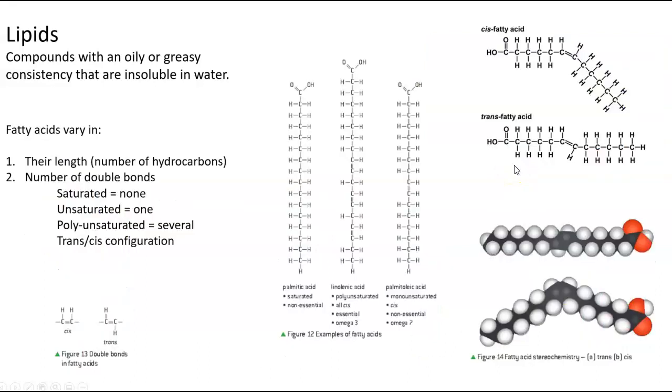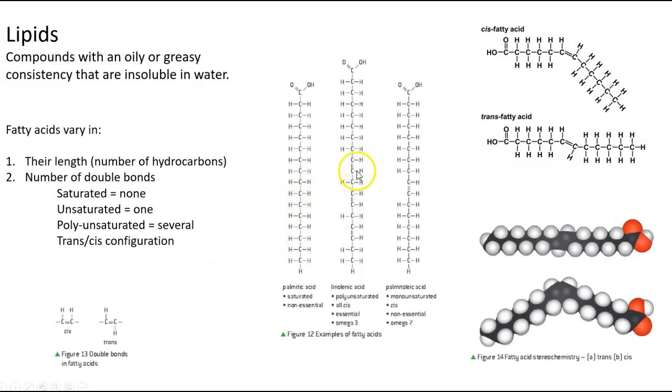So let's look a little bit more at fatty acids. They can vary in their length, so be shorter or longer. But they can also vary in the number of double bonds they have. This is a saturated fatty acid, so it has no double bonds, and you see that it's very straight. However, this one is an unsaturated fatty acid, and it has a double bond. And this is a polyunsaturated fatty acid, so it has many different double bonds.